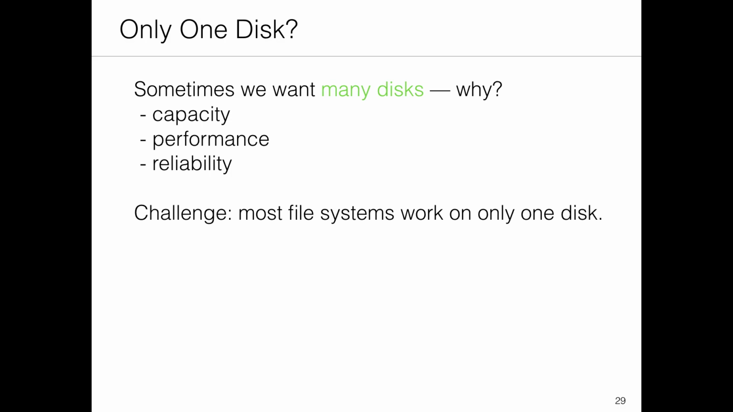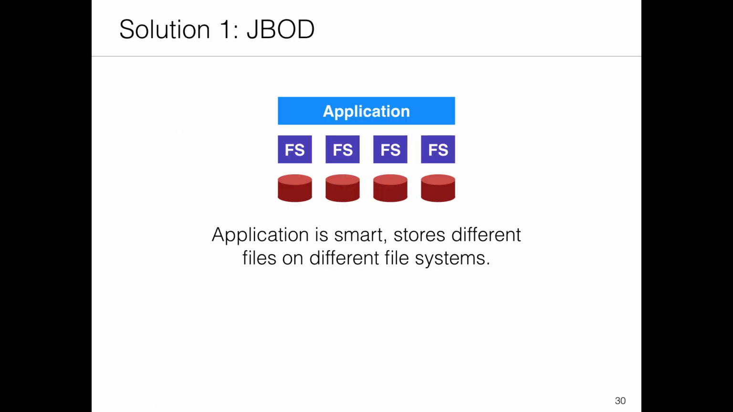Reliability or redundancy. But most of the file systems that we've been using work only on a single disk, right? Can we use the default Linux or Windows operating system to write to multiple disks at the same time to improve the capacity, performance, reliability? No, right? So one way to do this is called JBOD.